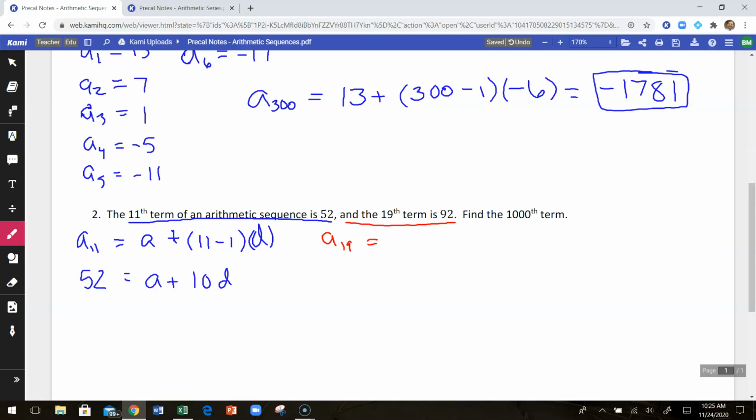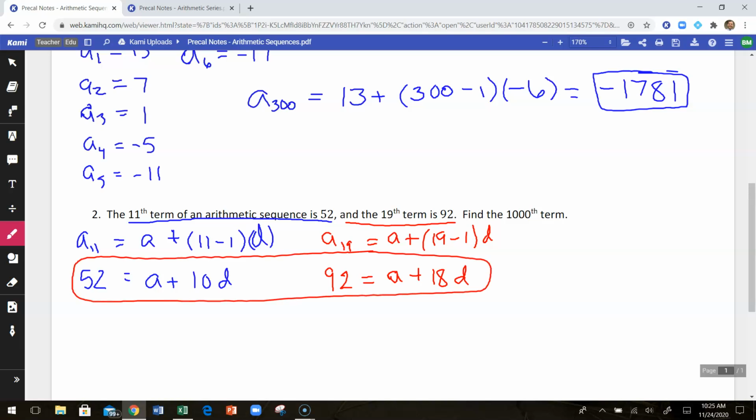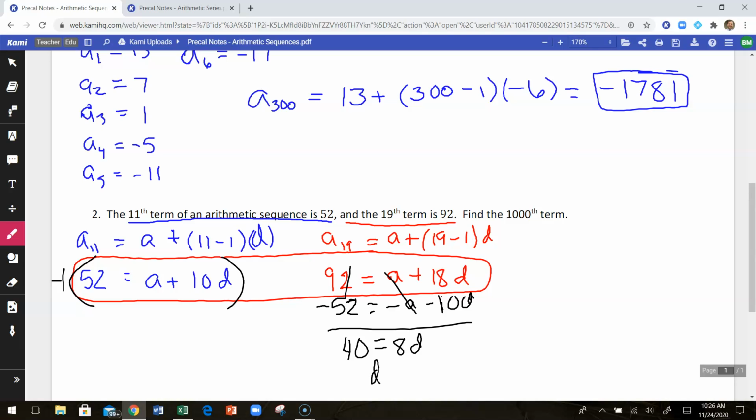So A of 19 is A plus 19 minus 1 times my common difference d, and A of 19 is 92. So 92 is equal to A plus 18d. And now I have, between these two here, a system of equations. Right? We have a system of equations that we can solve using elimination. So I'm going to do that. I'm going to multiply this equation by -1 and put it down here. So I'm going to have -52 equals -a minus 10d. And then if I add those, this is going to give me 40. The a's will cancel, and I have 8d. So that means that our common difference is 5.